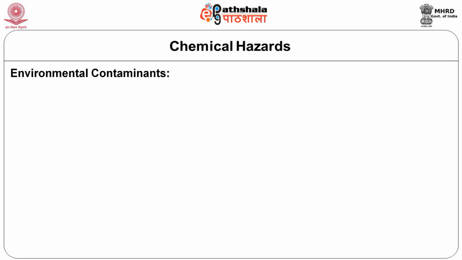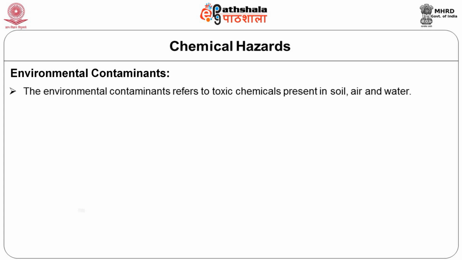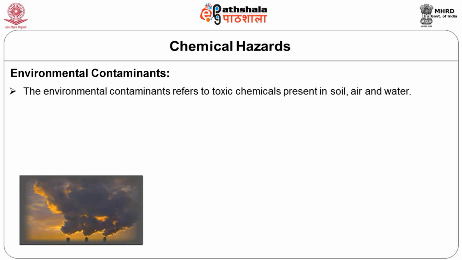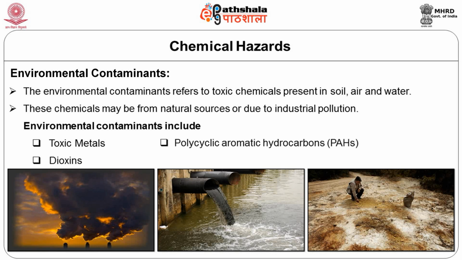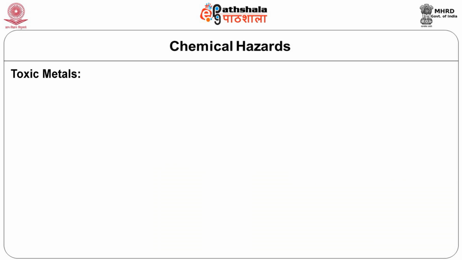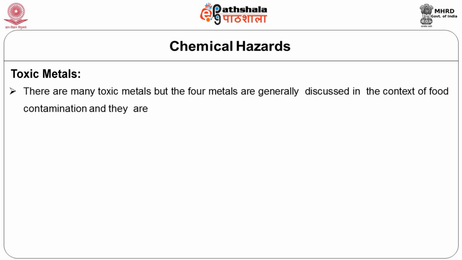The other group of chemical hazards enter the food due to environmental pollution. So, these are called environmental contaminants. These refer to chemicals present in soil, air and water. These chemicals may also be from natural sources or due to industrial pollution. Environmental contaminants include toxic metals, dioxins, polycyclic aromatic hydrocarbons and polychlorinated biphenyls. Among the environmental contaminants, now we will try to see one by one. The first one is the toxic metals.